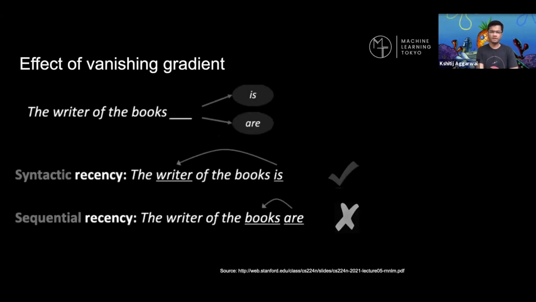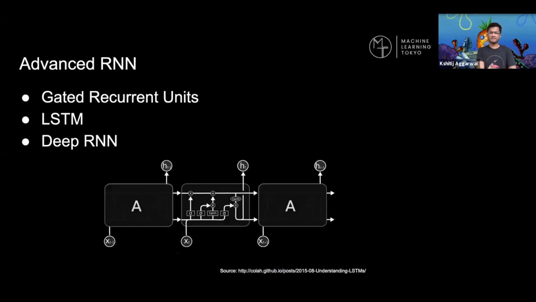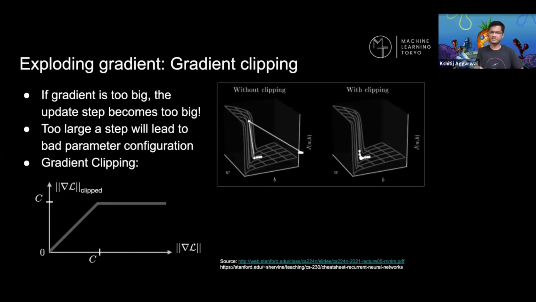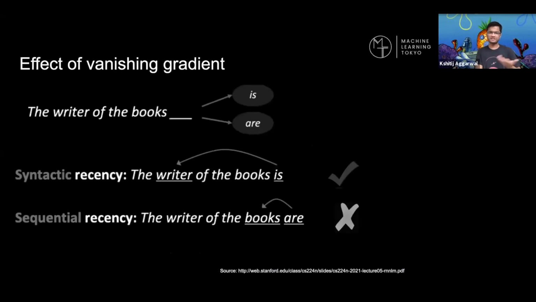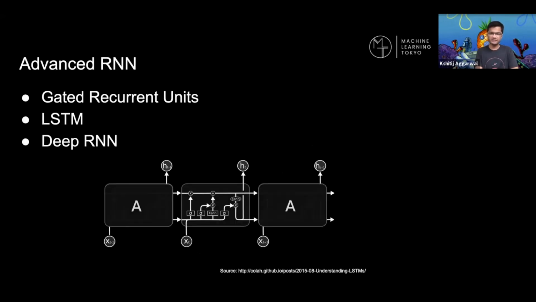So yeah, let's talk about some advanced RNNs as well. Like I discussed, there is this problem of vanishing gradients and the problem of exploding gradients. We can solve the problem of exploding gradients by gradient clipping, but I did not discuss how we solve the problem of vanishing gradients. It's typically solved by changing the architecture of your RNN itself, by using gated recurrent units or LSTM. So let's talk about these.